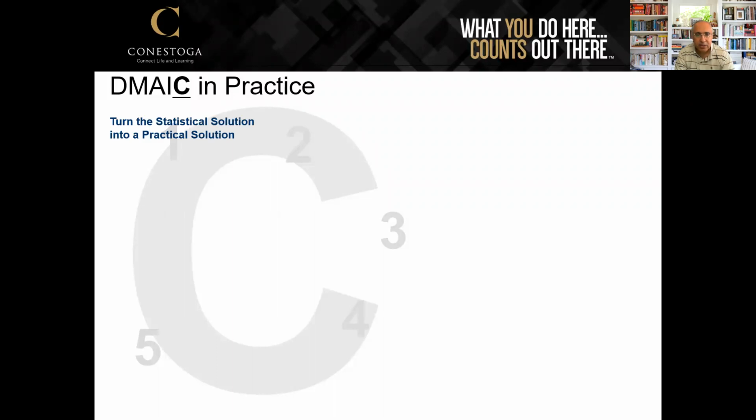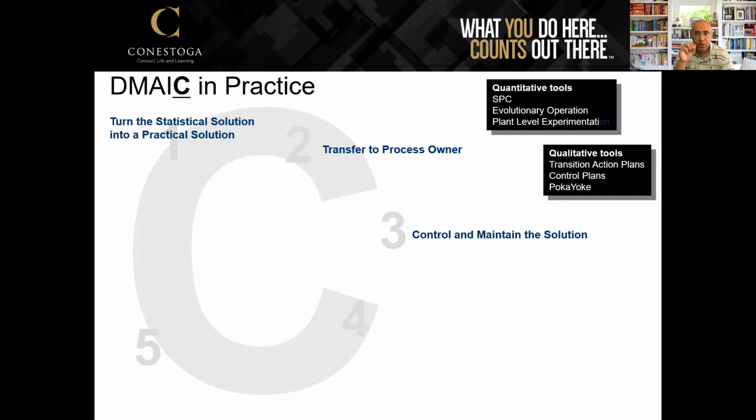And then the C is the control phase at the end. So let's suppose you implemented the new solution and good job, you reduced the defects or you reduced the cycle time. Now it's good. Now you can turn the statistical solution into a practical solution. So you transfer it to the process owner. Once you improve, you are not going to walk away. You have to implement some control measures.